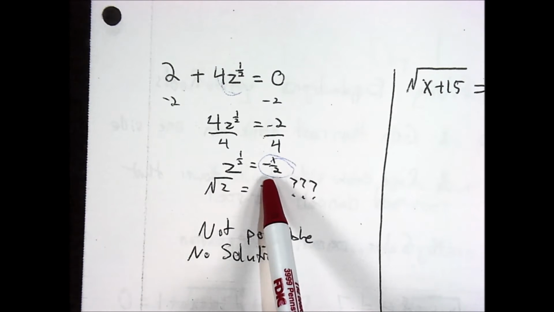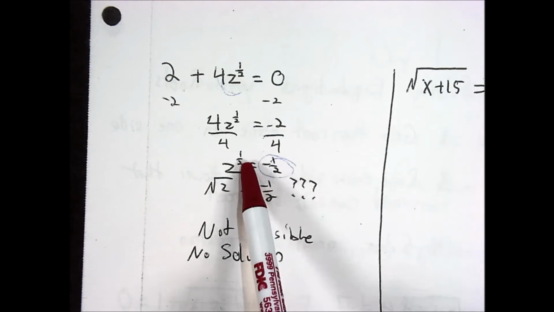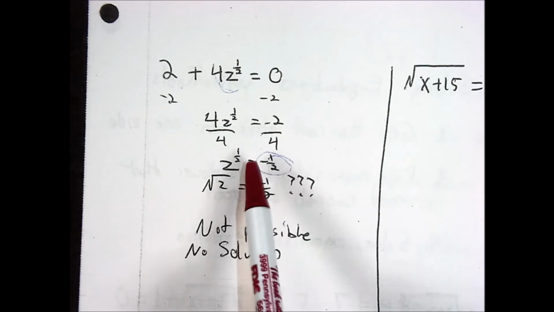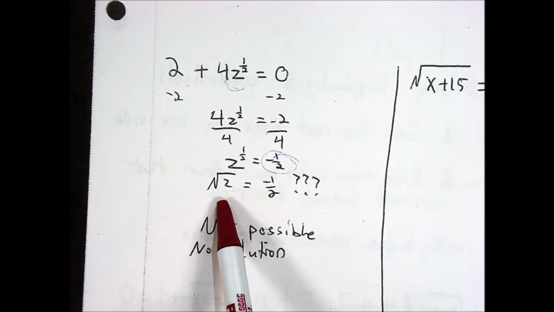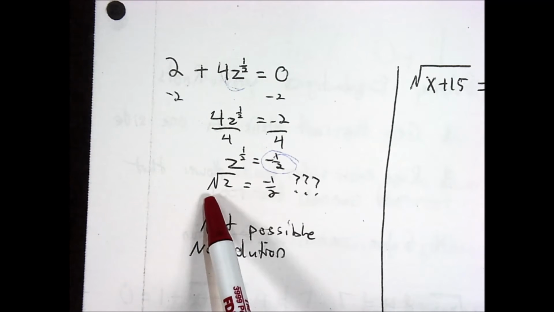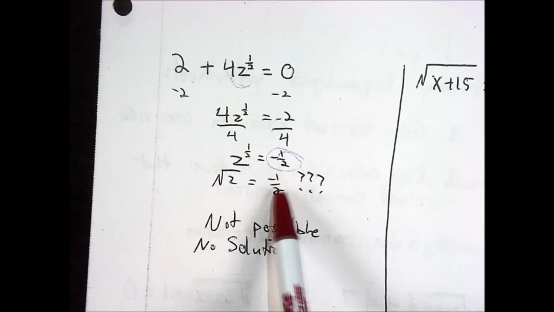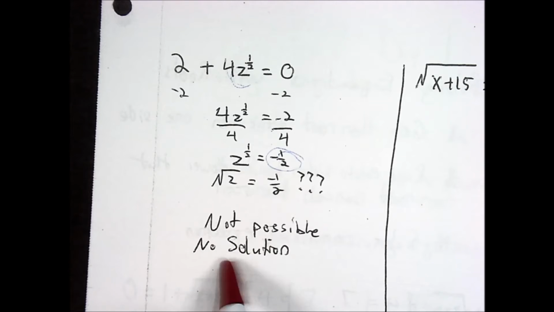And I'm like, okay, need to get rid of this. Let's square both sides, right? But then I think, well, wait a minute, z to the 1/2 power, that's the same as a square root. And when do we have a square root equaling a negative half? Never. So not possible there, no solution.